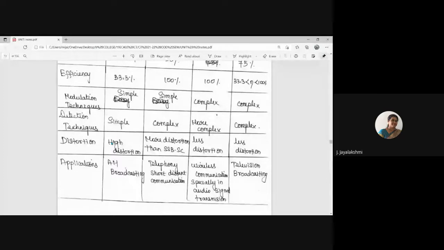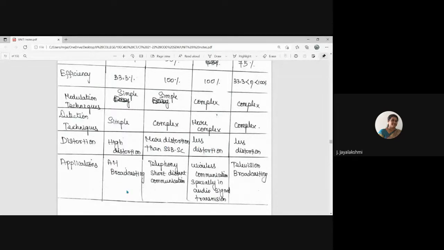Coming to the distortion, the signal gets highly distorted in your double sideband full carrier, whereas the distortion in the others is going to lie somewhere between this and the single sideband. Here it will be less in the last two categories.